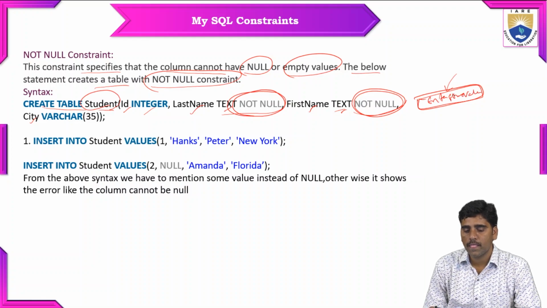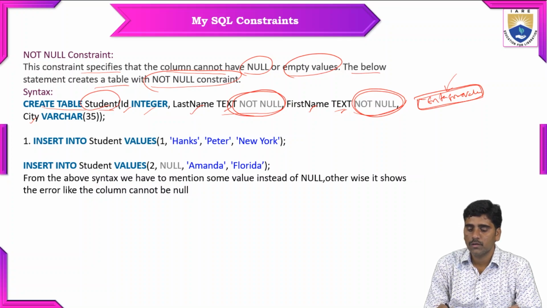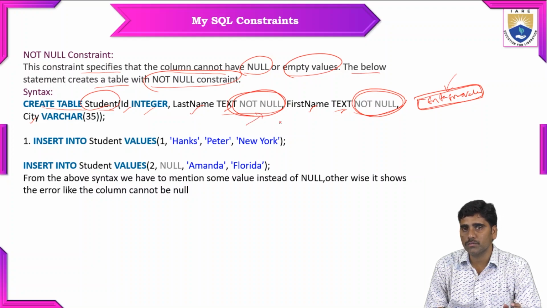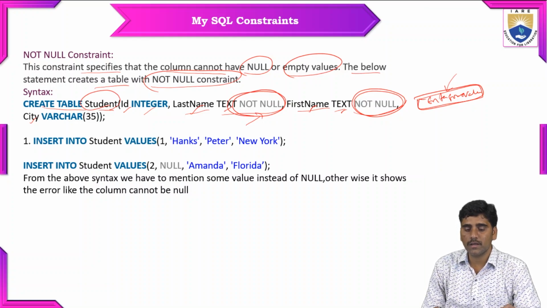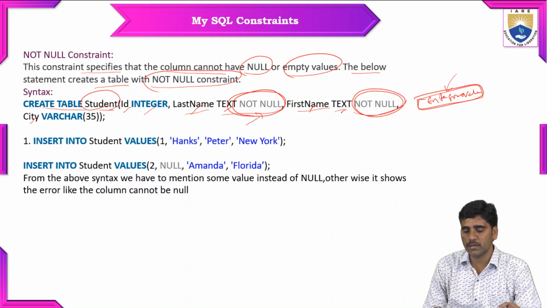Same here, if you are not entering any value for last name and first name, it generates an error message specifying what the not null constraint means: you need to specify at least one value. That is how not null works here. The last name and first name must have at least one value. Without entering one, it generates an error message that the column last name and first name should contain at least one value.